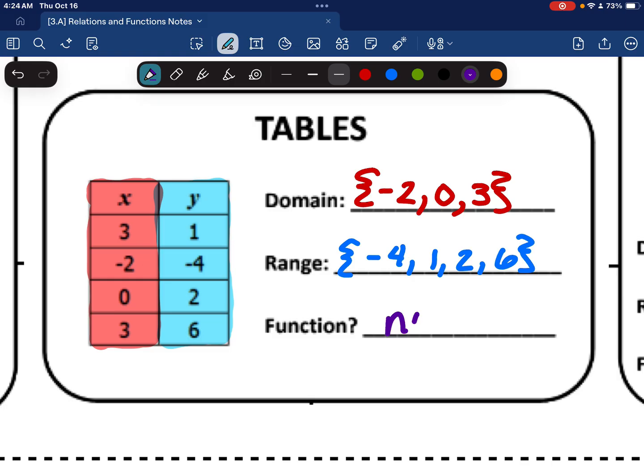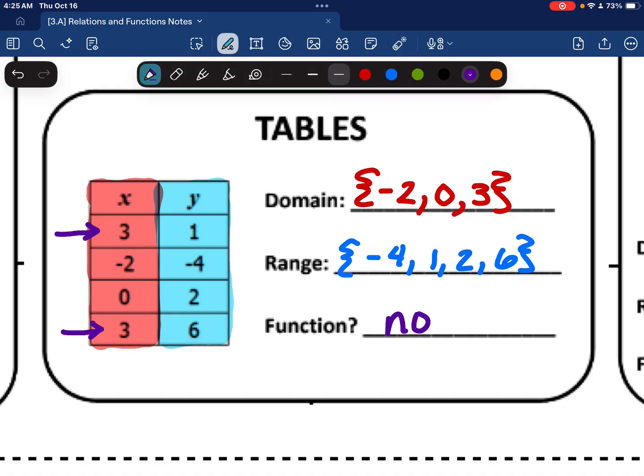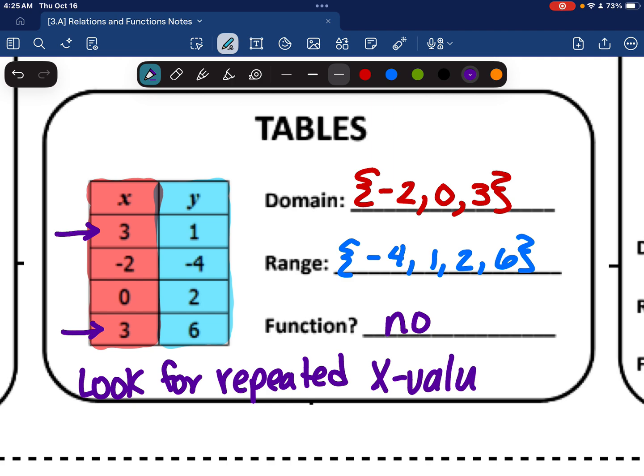Now this is not a function. The reason why is because right here, that 3 is repeated. The 3 here is related to 1, and the 3 is related to 6. So again, this is a look for repeated x's situation. And again, the repeated x values, not intercepts. So because 3 is tied to 2 separate numbers, it's not allowed.